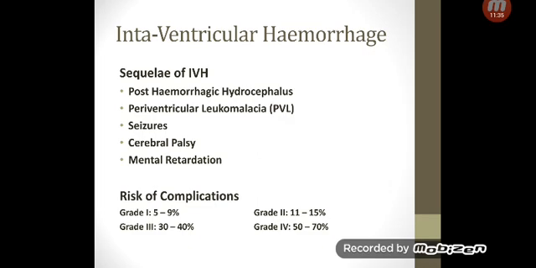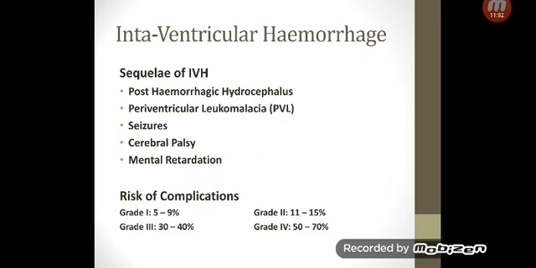So you're worried about post-hemorrhagic hydrocephalus, you're worried about PVL, you're worried about seizures, you're worried about cerebral palsy, and you're worried about mental retardation. All of these can be sequelae or complications of IVH. But how often do they happen?